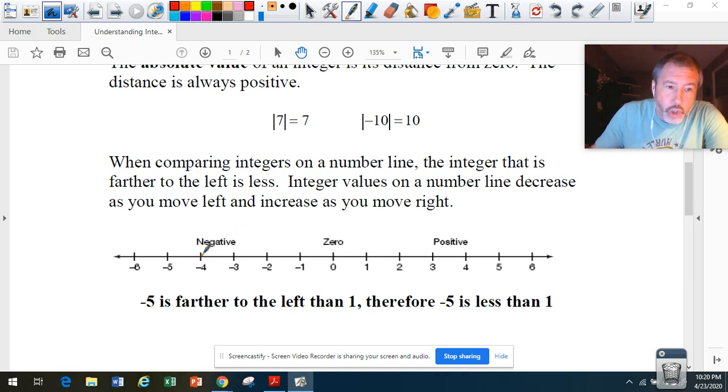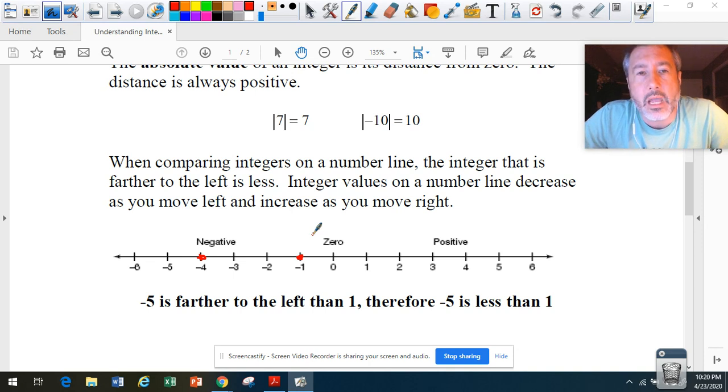If I put a dot here at negative 4, and I put a dot here at negative 1, this gets confusing for some of the kids. I say, which is greater, negative 4 or negative 1? Some people go, Mr. Spencer, I know this. It's negative 4. No, it's not. But why? Because 4 is greater than 1. But we're dealing with negatives. What does this say here?